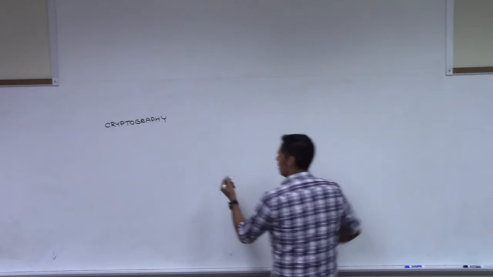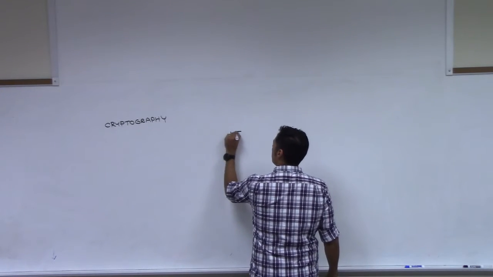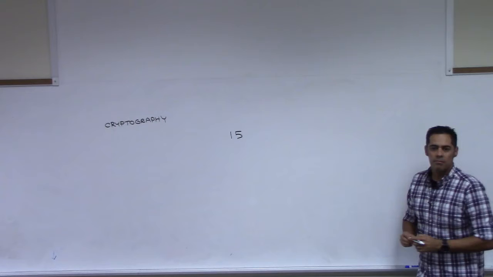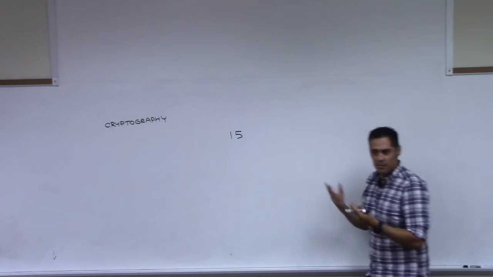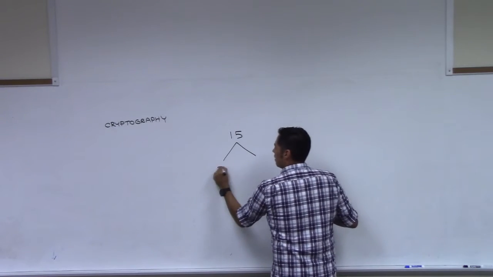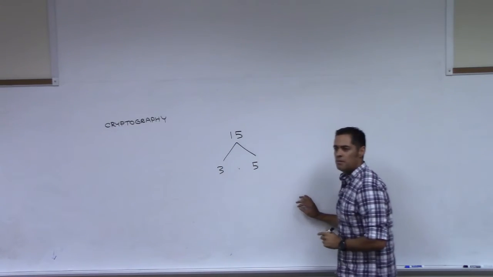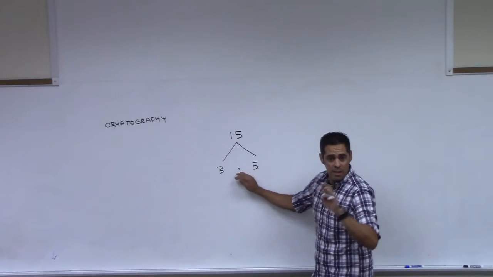Let me do it this way. Let's take the number 15. Is that a prime number? No, it's what we call a composite number. It's made up of two numbers, right? 3 times 5.